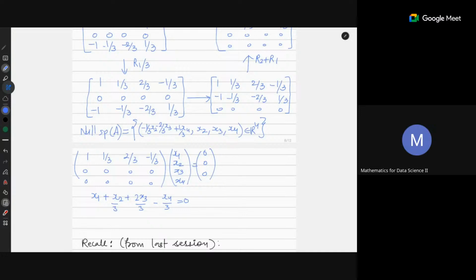So you don't get anything. Now what does this imply? That x1 is equal to minus x2 by 3 minus 2x3 by 3 plus x4 by 3. And x2, x3, x4 are independent variables, so they remain as it is in the column. All right, like this. There's nothing fancy about it. It's simple.